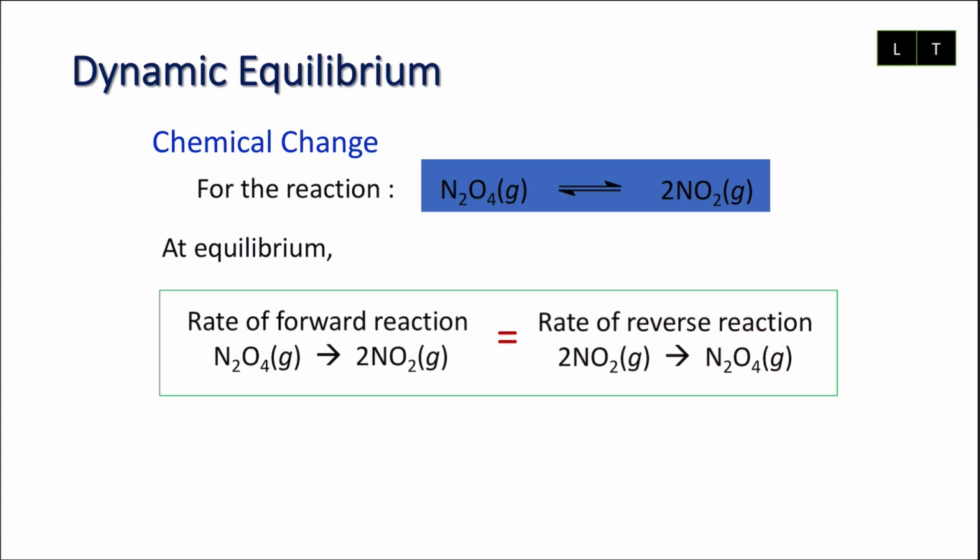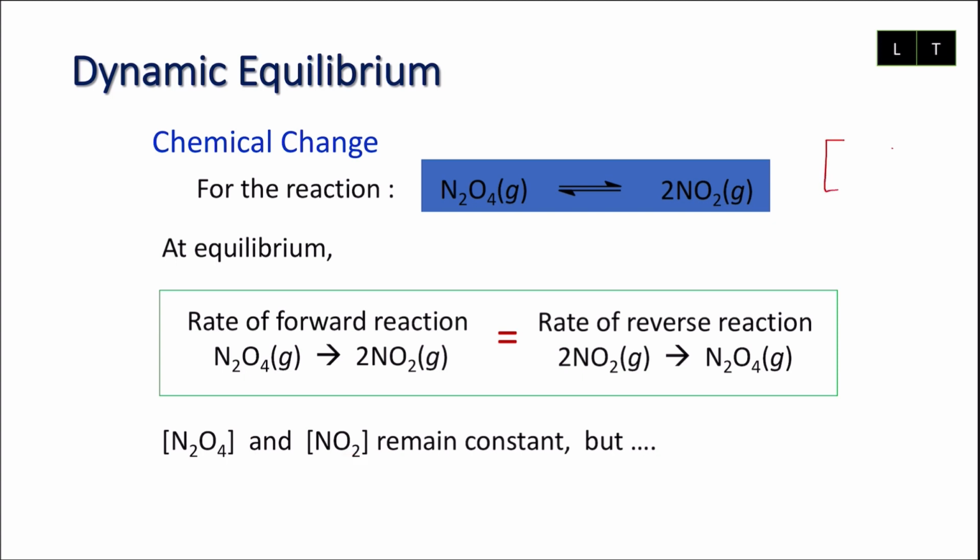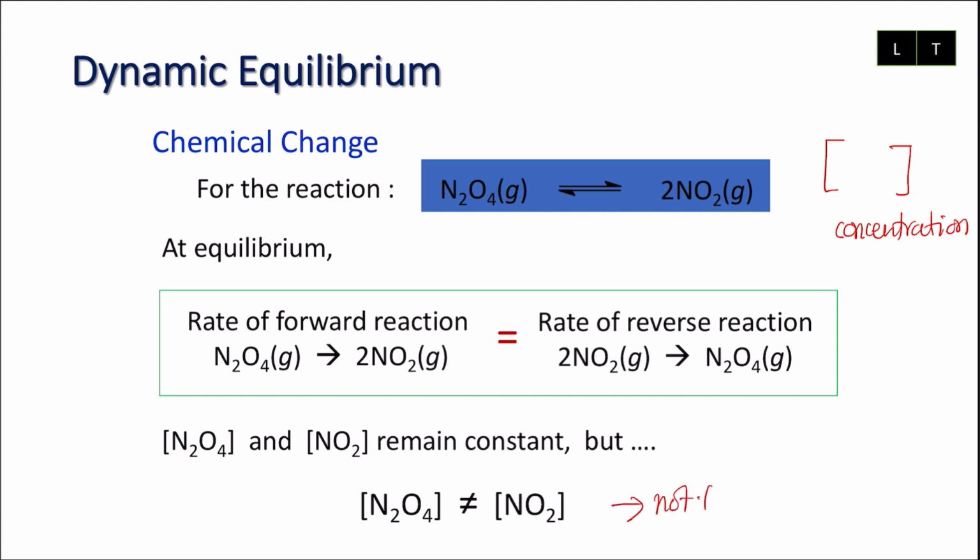Dan concentration untuk N2O4 dan NO2, biasanya concentration kita akan gunakan simbol square bracket. So this is for concentration. Dan bila kita lihat, concentration for both products and reactant akan remain constant, tapi nilainya tidak sama. Not the same value. Please take note about that.